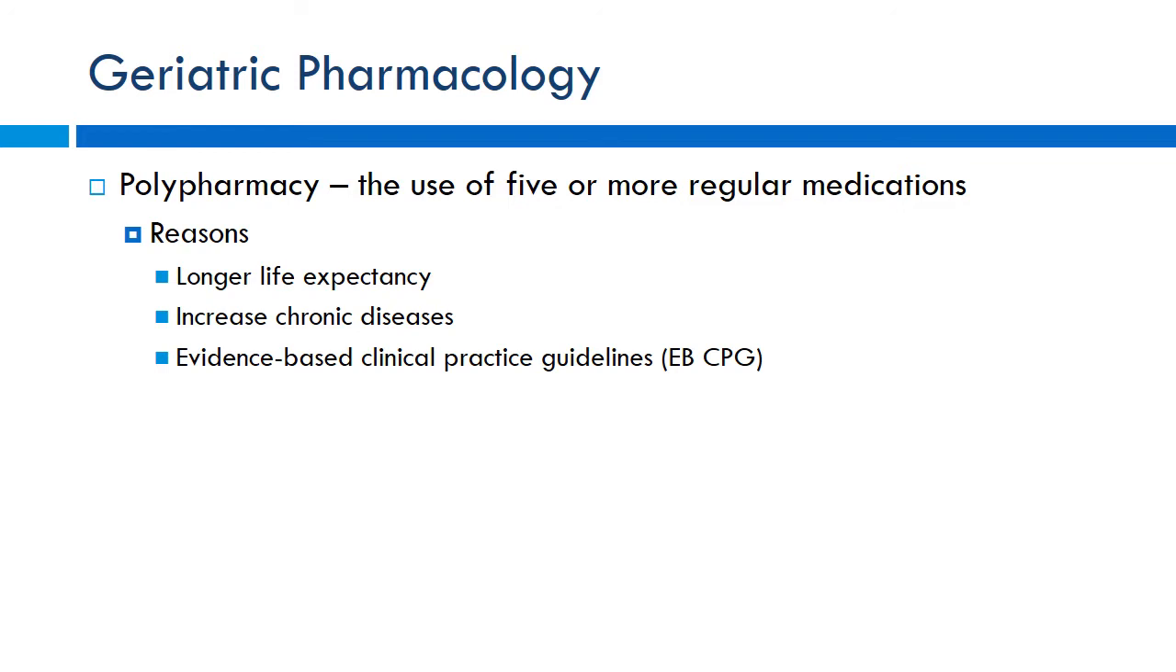And then looking at things like evidence-based clinical practice guidelines. So for instance, if you're looking at the number of meds someone should take, say for instance they have diabetes, congestive heart failure, previous MI, hypertension, it's very easy to see how the number of medications that get recommended by evidence-based guidelines gets pretty extensive.